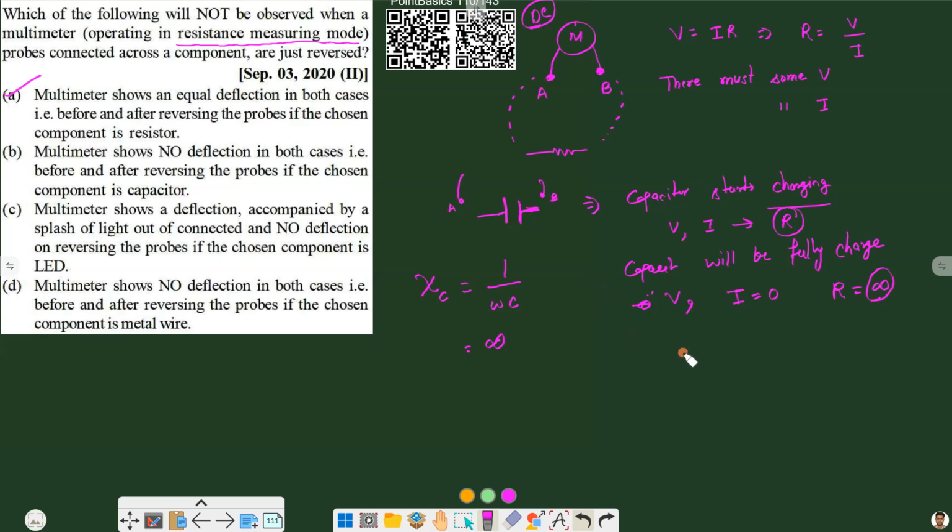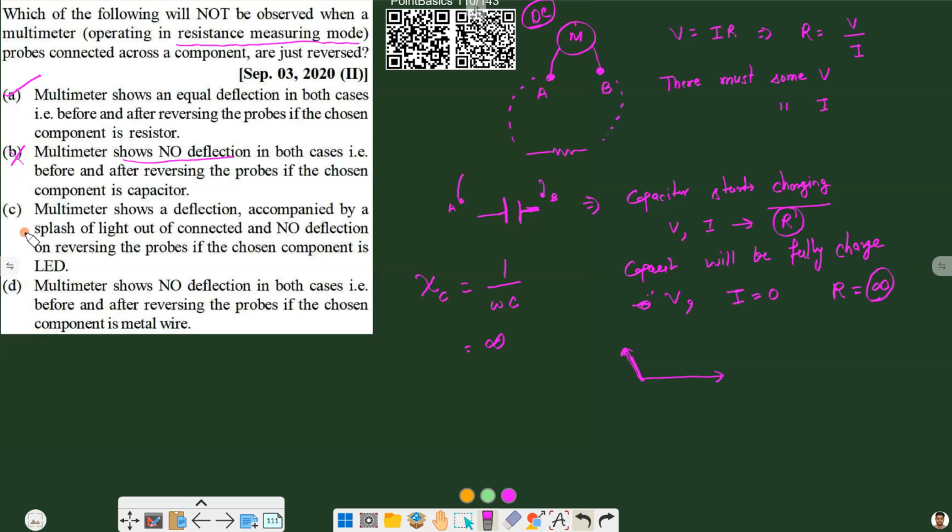So it will show deflection, and its deflection will be something like this. Initially, it will go slowly. The scale, we can say, initially goes slowly and then goes to the maximum possible value. So as per what is mentioned, that it will show no deflection, this is wrong. So option B is wrong.